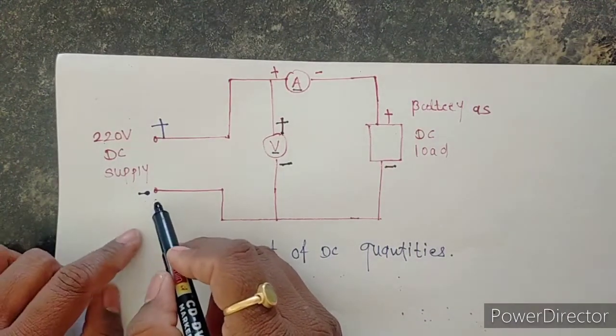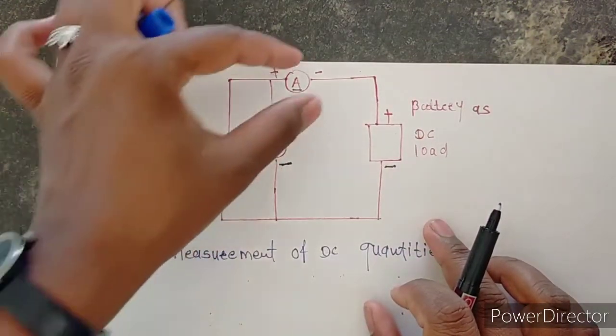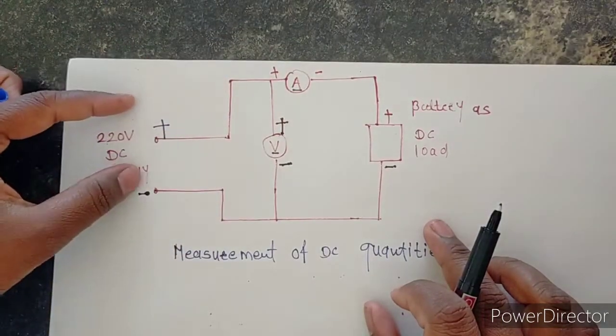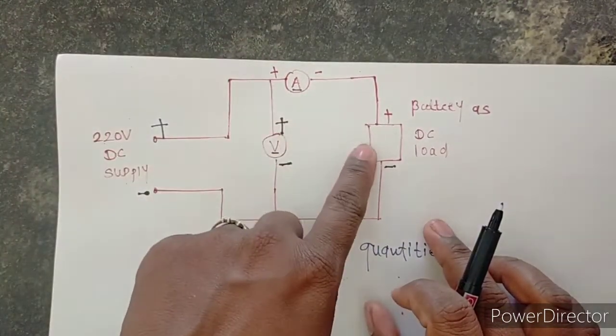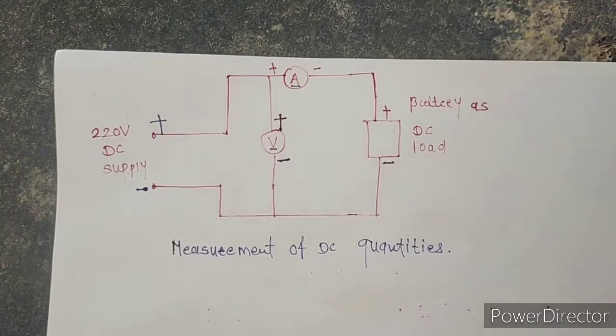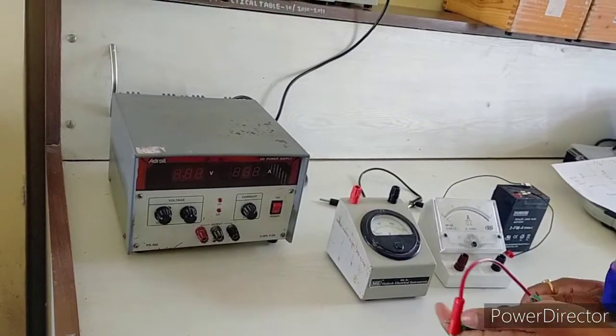So from this we have to measure directly the DC voltage and DC current. The voltmeter is connected in parallel and the ammeter is connected in series with the load. So from this type of circuit diagram we can measure the voltage and current. Now we will see the connections for the practical.